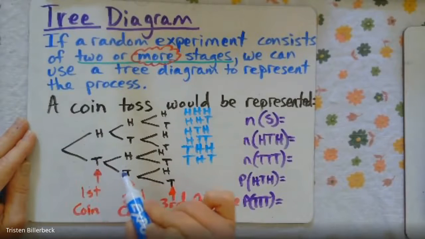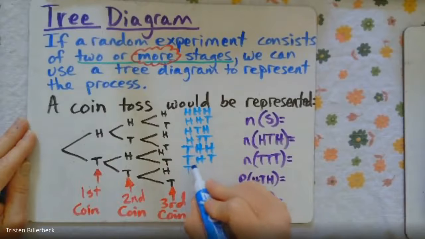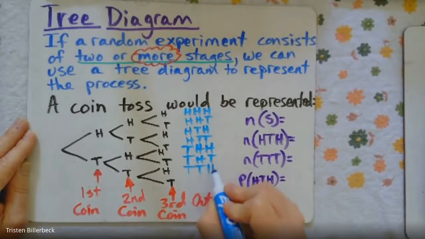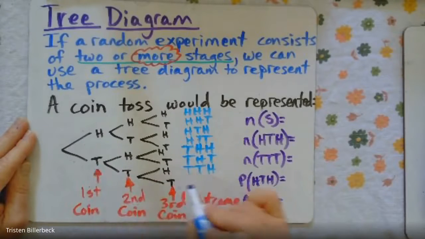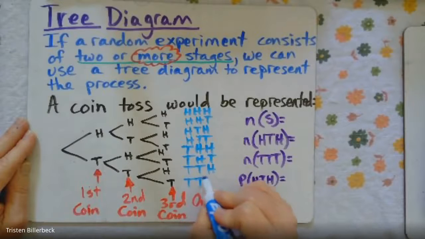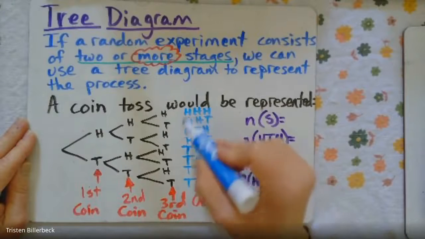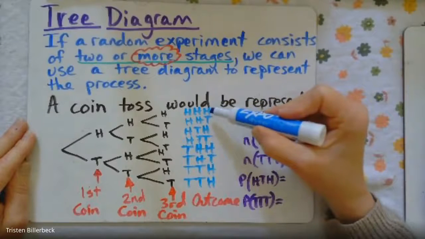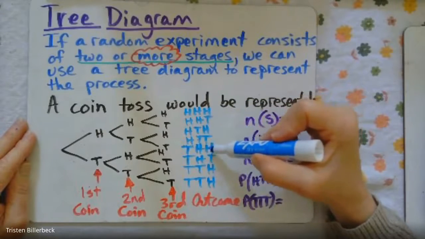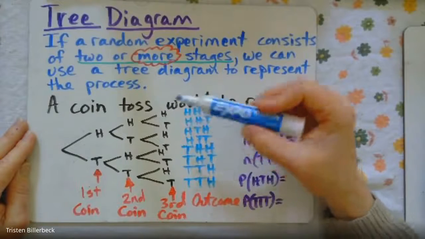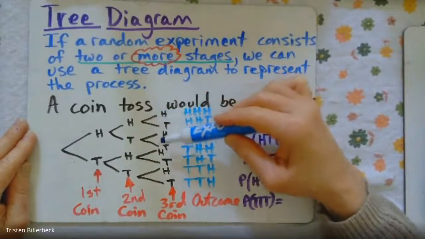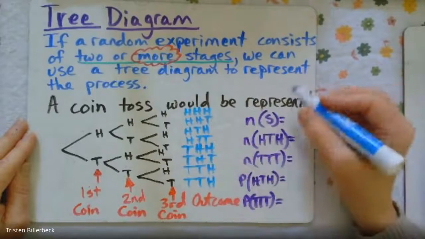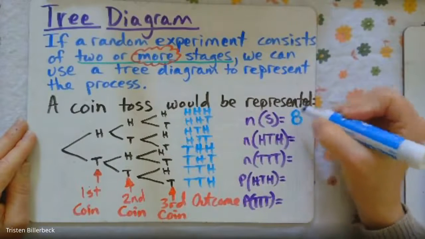And then this branch was T, T, H. And T, T, T. So these are all the possible outcomes. So we count them. We have 1, 2, 3, 4, 5, 6, 7, 8, which would be the same as 2, 4, 6, 8. So we have 8.